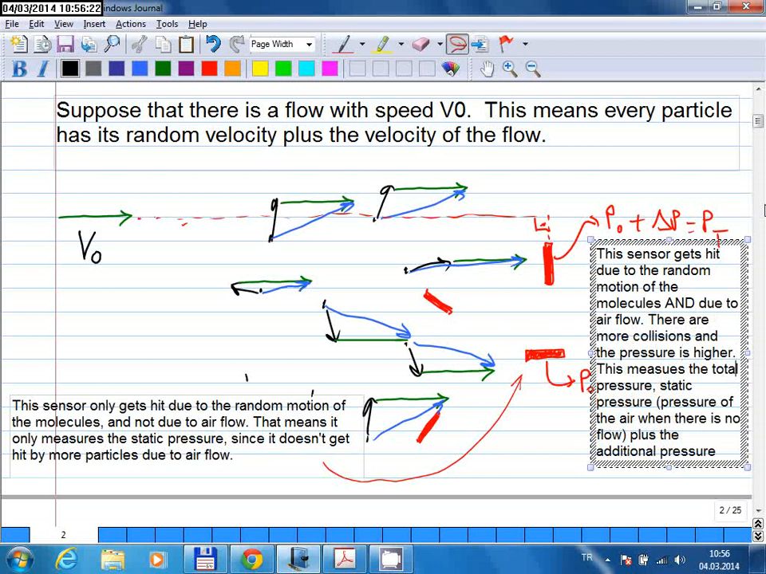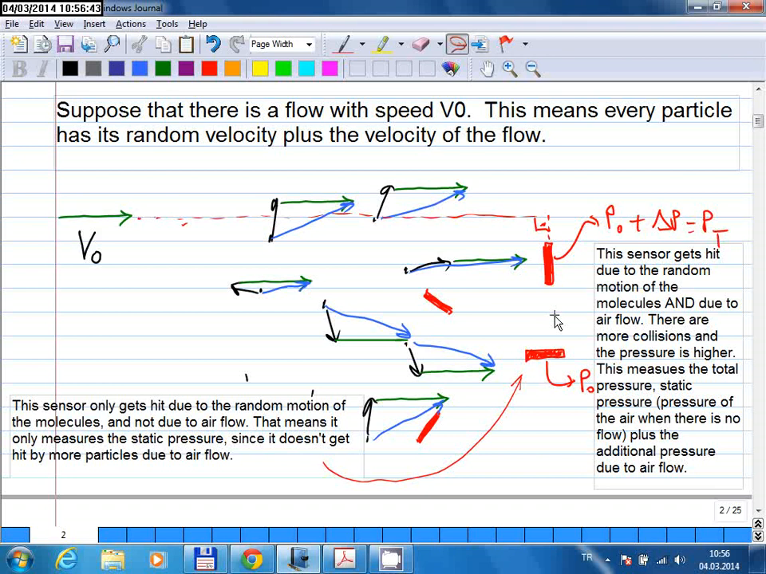This measures the total pressure, static pressure plus the additional pressure due to airflow. Okay, so you have two sensors. One is placed parallel, the other one is placed perpendicular to it, and they measure different pressures. And the reason they measure different pressures is there's a flow.